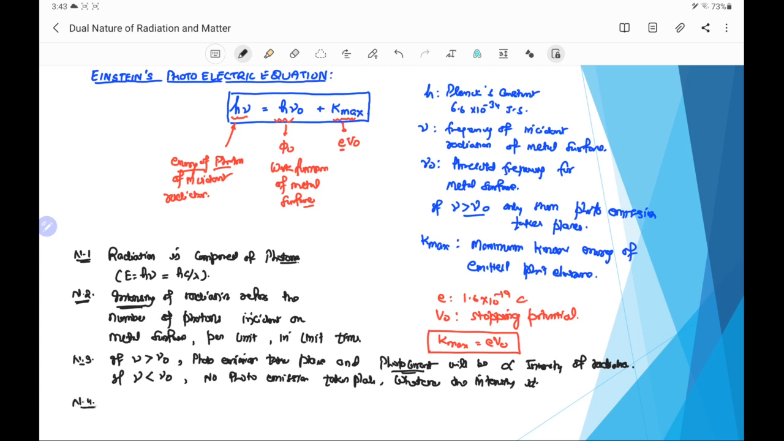And one more point is absorption of photons by metal surface and emission of electrons from metal surface is instantaneous. That means there is no time lag, or we can say approximately this time lag is very small, of the order of 10 to the power minus 9 seconds. So we can say absorption of photons and the emission of electrons are instantaneous, there is no time gap.